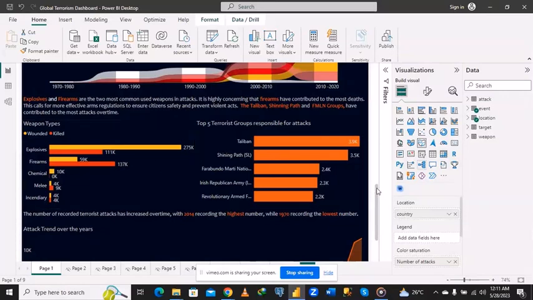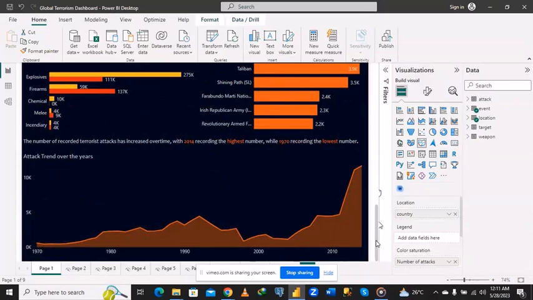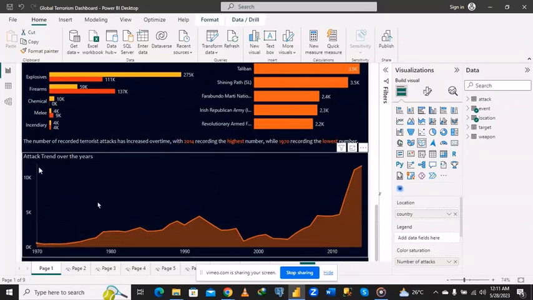Alright, moving on to our last visual, which is our line chart. Our line chart basically shows us the attack trends over the years. As you can see, 2014 recorded the highest number of attacks, accounting for 11,725 attacks. The least number of recorded attacks was in 1971, accounting for just 139 attacks.